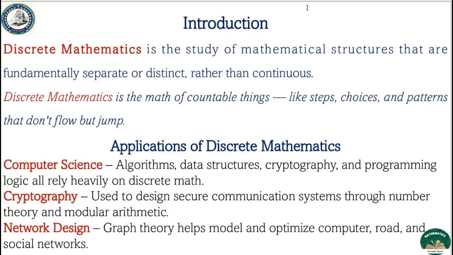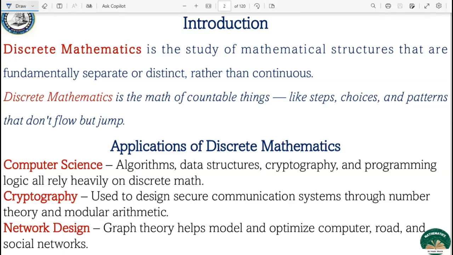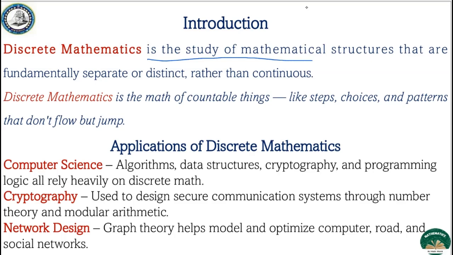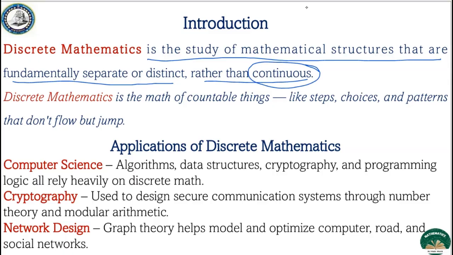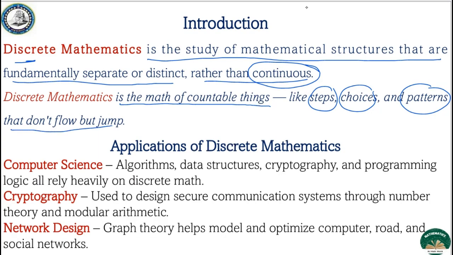What is discrete math? Discrete math is the study of mathematical structures that are fundamentally separate or distinct rather than continuous. If a function is not continuous, it is called discrete. Another way to say it, discrete math is the math of counting countable things. When we count steps, choices, or patterns of clothes or vessels or birds, anything that does not flow but jumps is called discrete math.